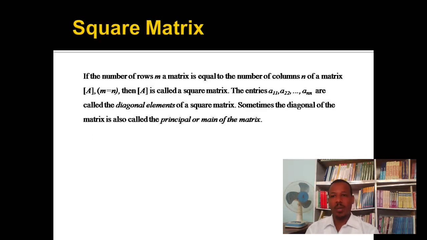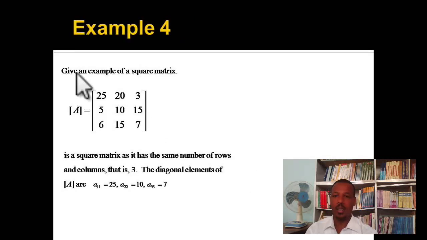The next one is the square matrix. If the number of rows and columns of a given matrix are equal, then it is said to be a square matrix. Sometimes the diagonal of the matrix is called the principal or main diagonal of the matrix. We will see that later. For example, we may consider this one.